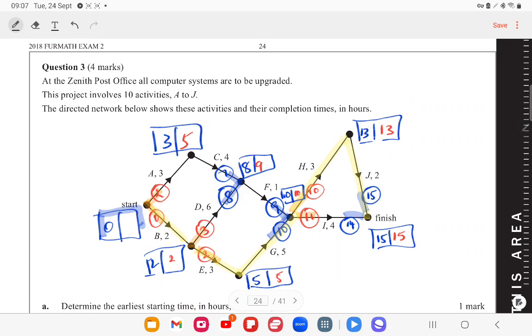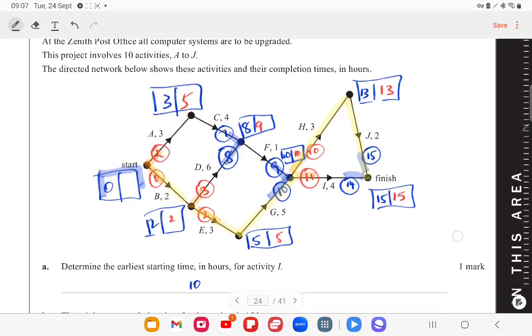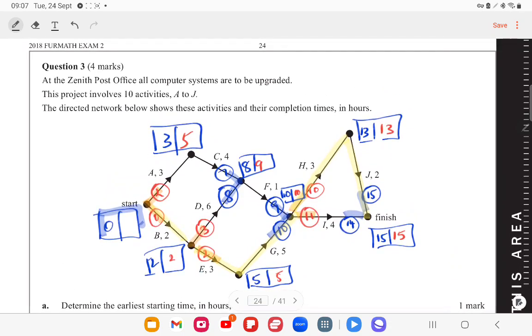So there are 10 activities A to J, and the first question says determine the earliest starting time in hours for activity I. Now, the earliest starting time is determined by the forward scan, and I have indicated all the edges that you have to make choices in blue. Now, that's where you have to be careful while doing a forward scan. So let's start. I put boxes at every vertex, and let's start with 0 at the start.